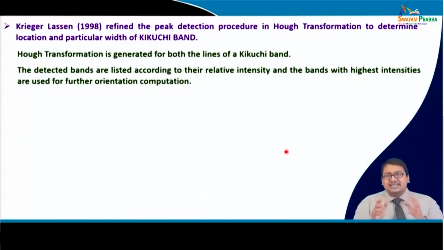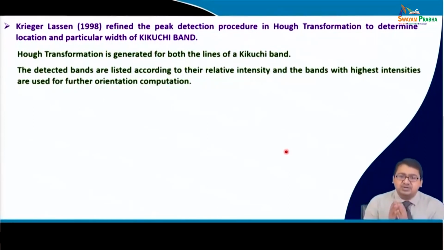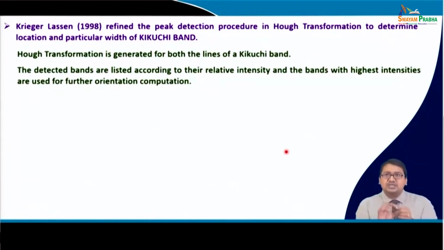Krieger-Lassen in 1998 did more refinement in the peak detection technique in the Hough transformation. It means he wanted to determine the location and the particular width of the Kikuchi band. In the Hough transformation, the Kikuchi band contains two lines, and it has a thickness. So, the Hough transformation is done for both the lines. The detected bands are listed according to their relative intensities also.